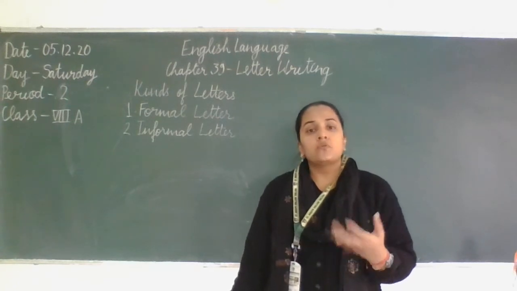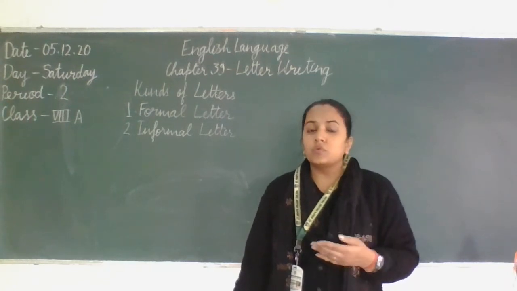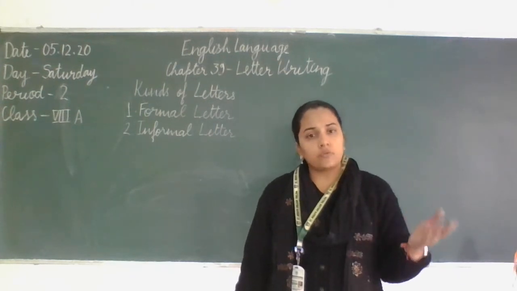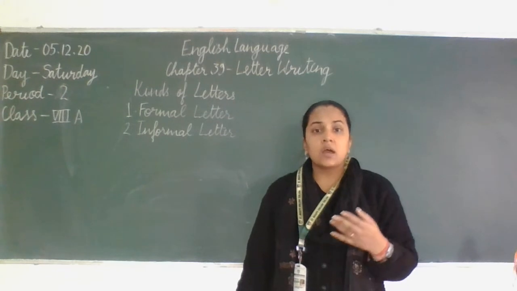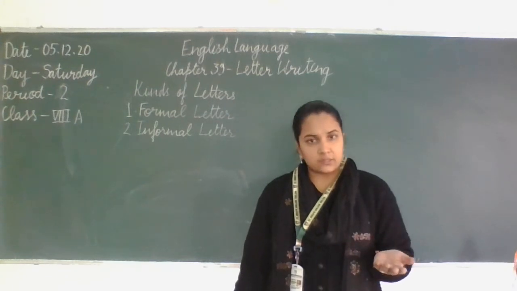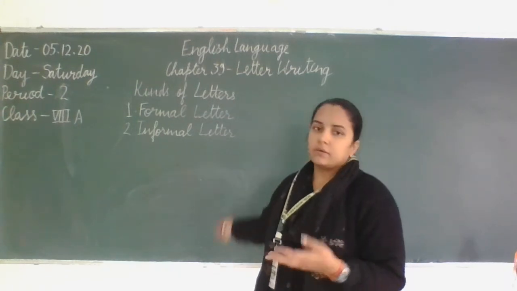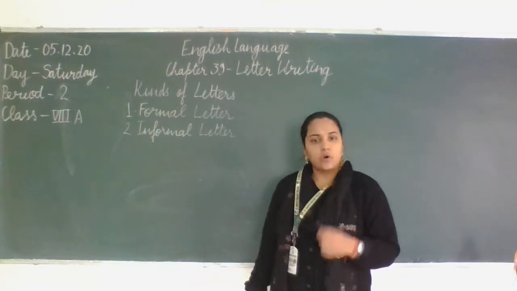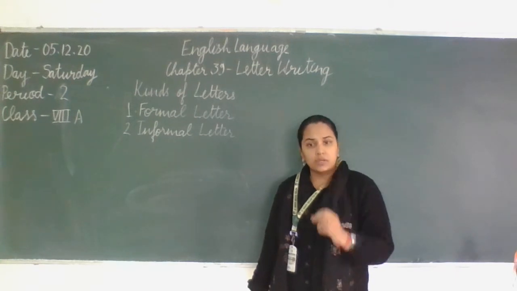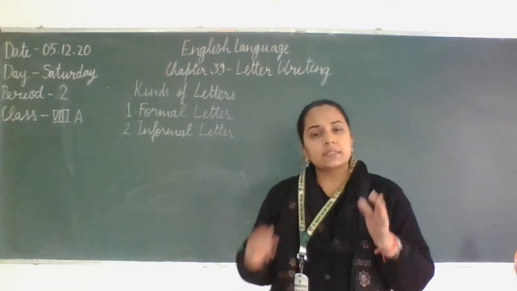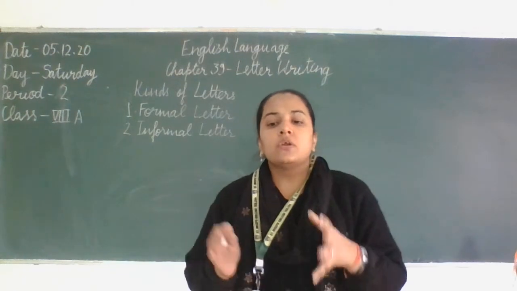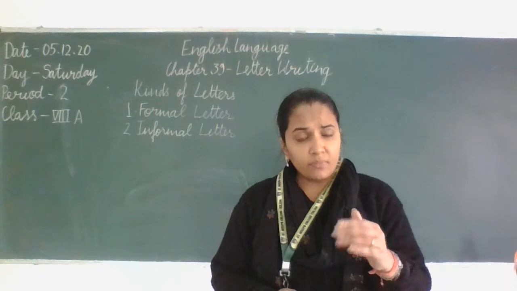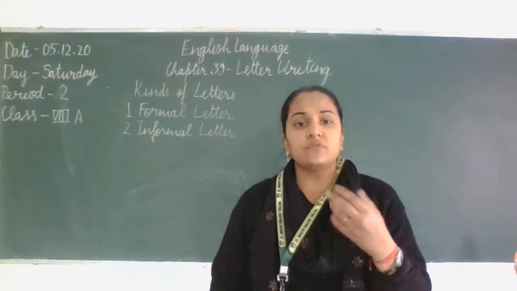to those whom we know very well, with whom we are very much familiar: our family members, your father, your mother, your siblings, your cousins, or your friends. Informal letters are written to these people. However, the formal letter is an official letter written to people in their formal capacity in a particular organization.